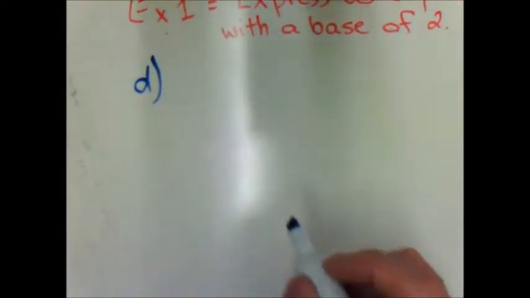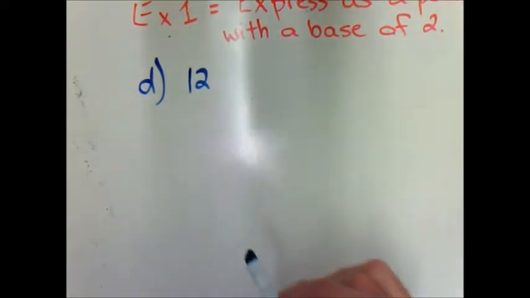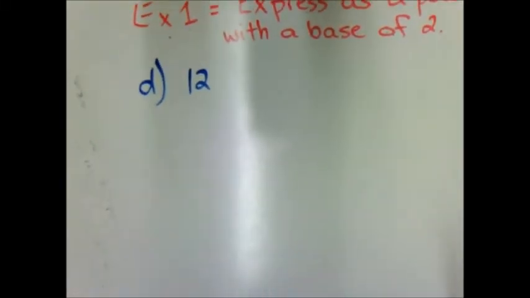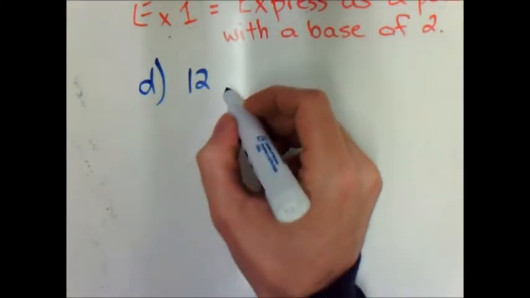D. D asks us to take the number 12 and express it as a power with a base of 2. Now that's a little bit more challenging because it cannot be solved the same way that we solved A, B, or C. In order to express 12 as a power of 2, we have to solve this equation.